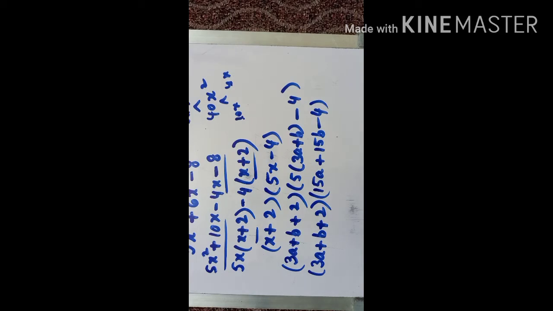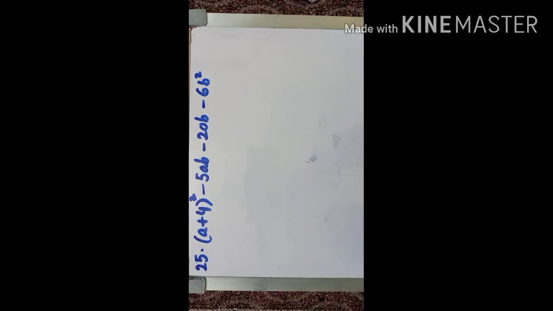Let's move to the other problem. Now the next problem you have is (a + 4)² − 5ab − 20b − 6b².